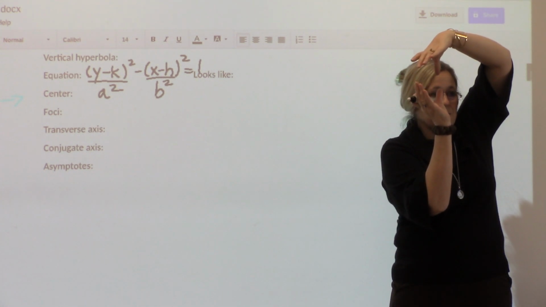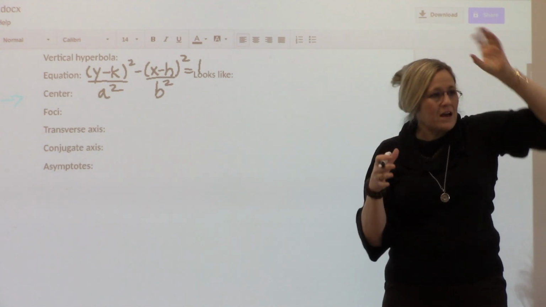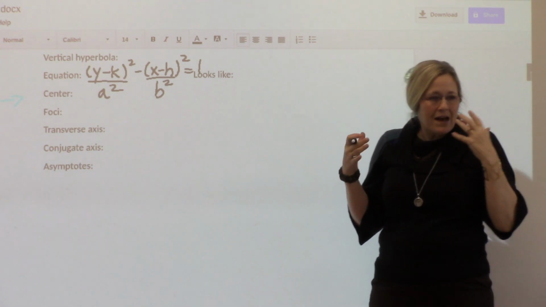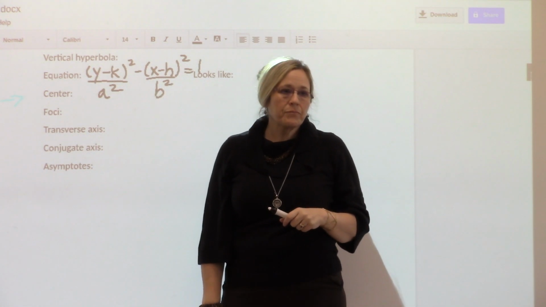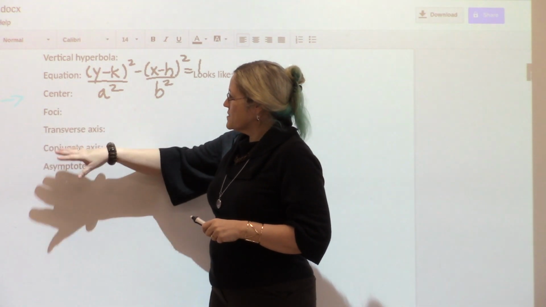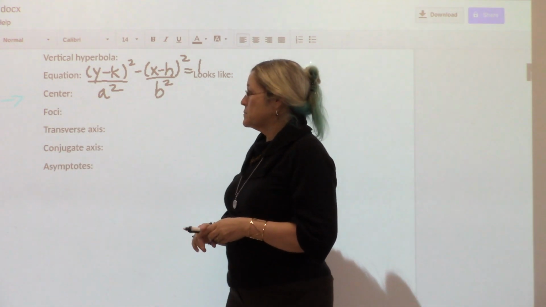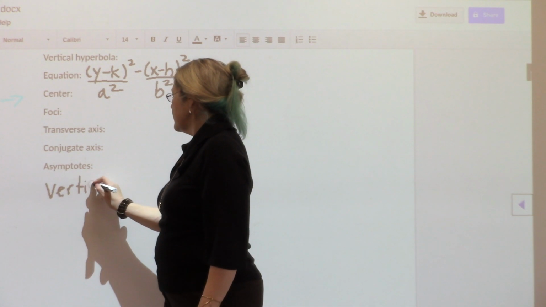You can see that ellipse, and if you split the ellipse at the center and you kind of flipped it out and kept it going, it would kind of look that way. It's not exactly the same, but you get the general idea. That minus sign makes all the difference in the world. All right? So now, we need to fill in the center, the foci, the transverse axis, the conjugate, the asymptotes, and the vertices. Forgot to put those on for some reason.